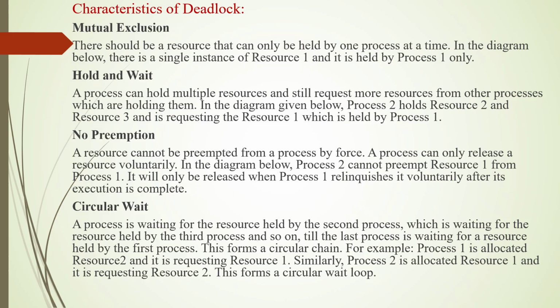To conclude, a deadlock occurs only when all these four conditions, mutual exclusion, hold and wait, no preemption, and circular wait, exist at the same time. If even one of these conditions is prevented, the deadlock can be avoided.